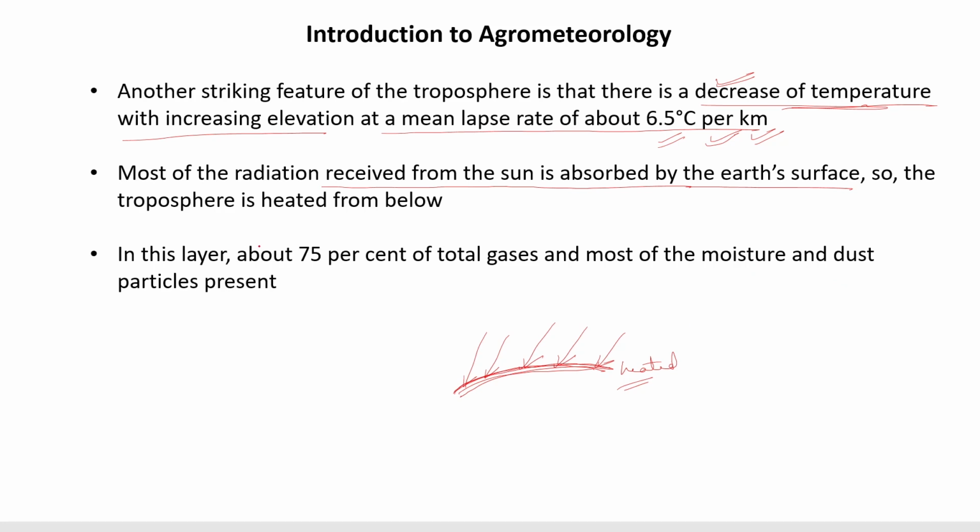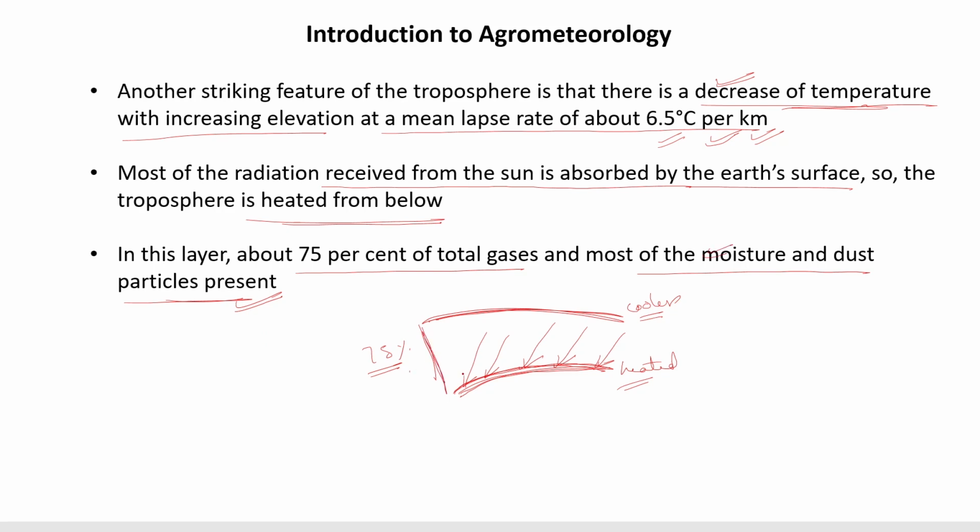So the troposphere is heated from below. At the upper layer of the troposphere, the heat is less, or it is cooler, as compared to the lower surface of the troposphere, right? In this layer, about 75% of the total gases and most of the moisture and dust particles are present. So all the 75% of the total gas as well as the dust and moisture is present in this particular region of the atmosphere.